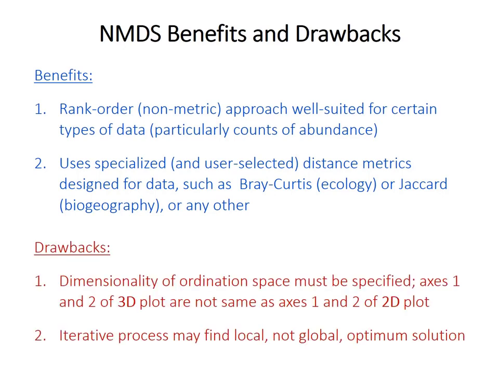But the main downside is that you must choose beforehand whether to perform ordination in two dimensions or three dimensions or some other dimensionality. And because the points are optimized in that particular space, the 2D plot and the 3D plot won't look the same. It's also a potential drawback that this iterative process may find a local best solution, but not the best possible solution in all possible choices. This typically isn't too big of a worry with the algorithms that are used these days, but it is a potential drawback.